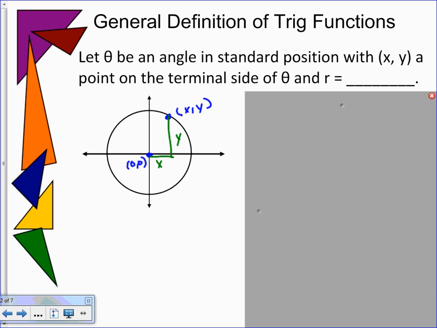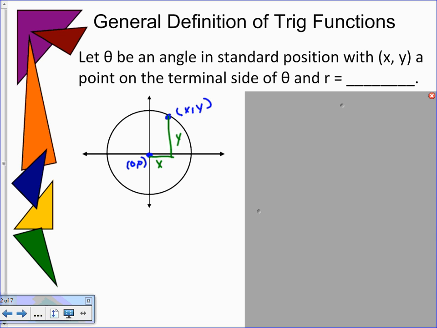Do you agree? And that would be true in any of the quadrants, right? I would go left X units and down Y units in the third quadrant. Or I could go right X units and down Y units in the fourth quadrant. So no matter what quadrant I'm in, I would still call those sides X and Y.